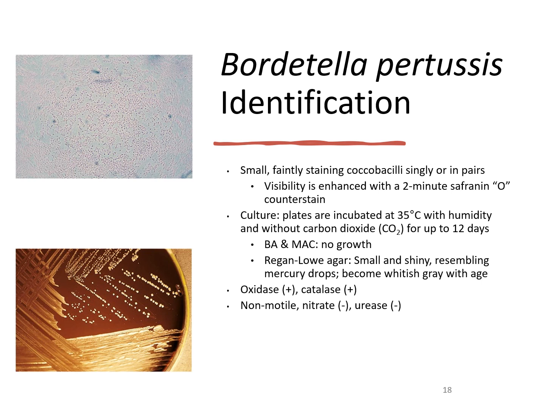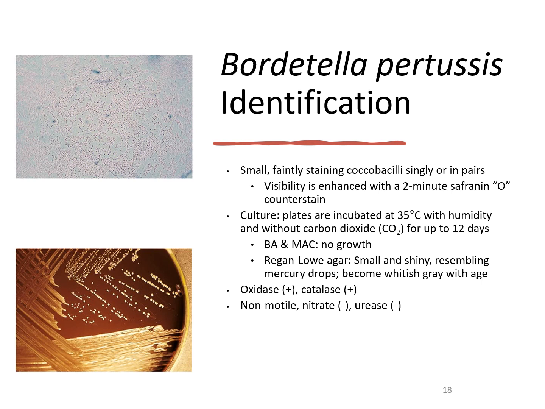If we were to look at it in a microscope, it would be very small, faintly staining coccobacilli. They can be singles or pairs. And because it is difficult to stain, it can be enhanced with a 2-minute safranin O counterstain. These cultures do grow at 35 degrees Celsius with humidity, without carbon dioxide, for up to 12 days, so they can take a little while to grow.